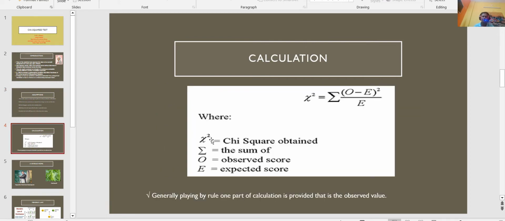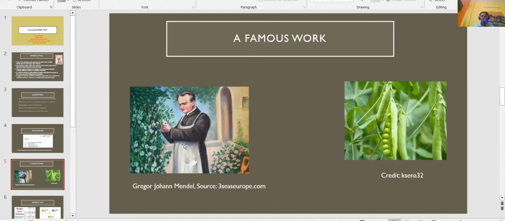Now on to the calculation. The chi-square test calculation is given as: chi-square is the summation of observed minus expected, whole square, divided by the expected value. Let us see a biological example in this regard. Generally, when we are calculating the chi-square test, we know one part of the data, that is the observed value. The observed value is usually given, as a thumb rule, and then we have to calculate the expected value.